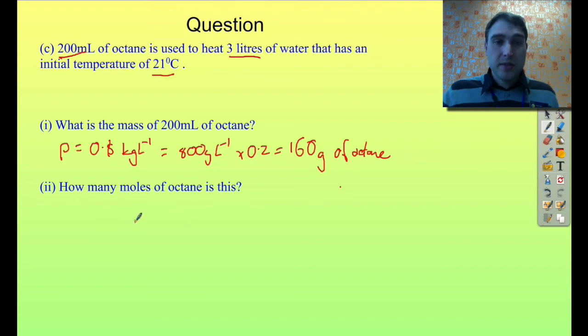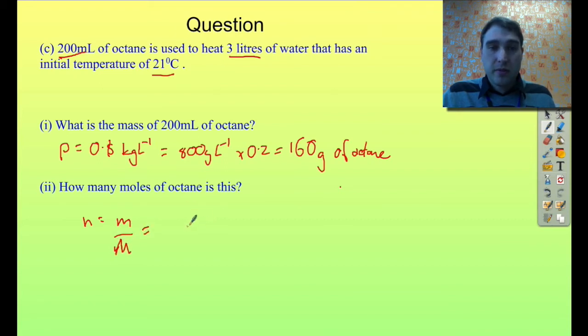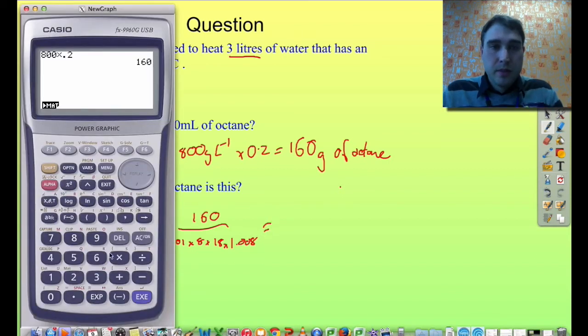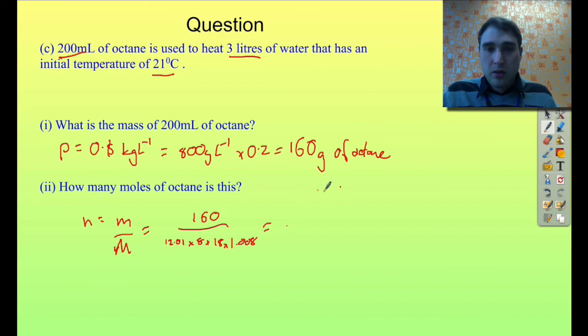Right, then it asks how many moles is this? So I'm going to do n equals mass over molar mass. I'm going to do what I had before. So this time it's going to be 160 divided by 12.01 times 8 plus 18 times 1.008. I'm going to go back to my calculator. And I get 1.4 moles of octane. So that's how many moles it is.